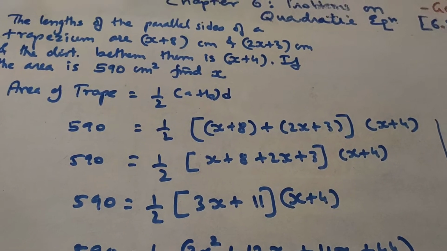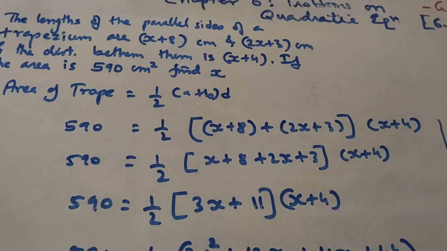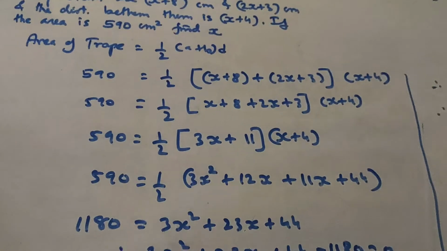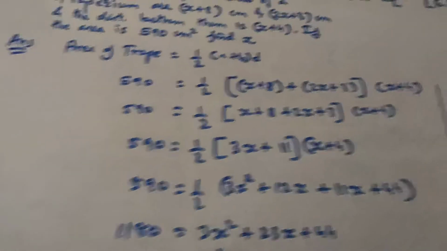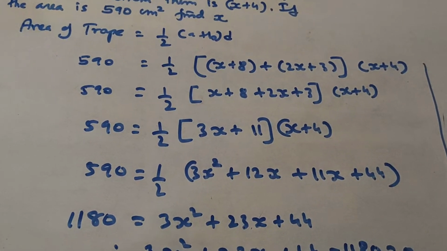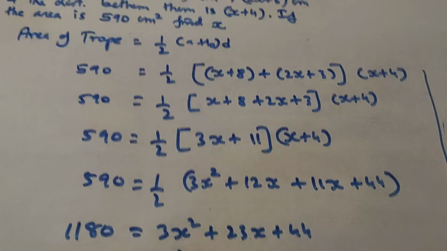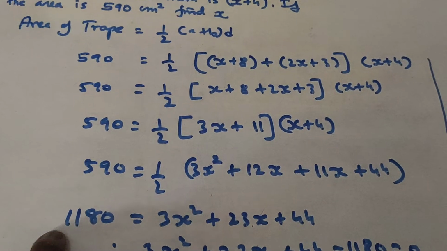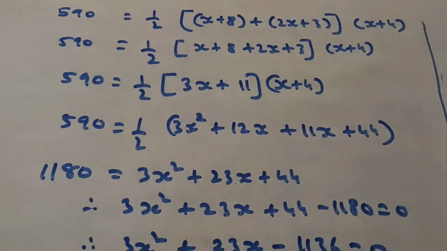590 is equal to 1 upon 2 (x plus 2x is 3x, 8 plus 3 is 11)(x plus 4). Expanding and simplifying, we are getting 590 is equal to 1 upon 2 (3x square plus 12x plus 11x plus 44). These 2 go this side, so it becomes 1180, and 3x square plus 23x plus 44.